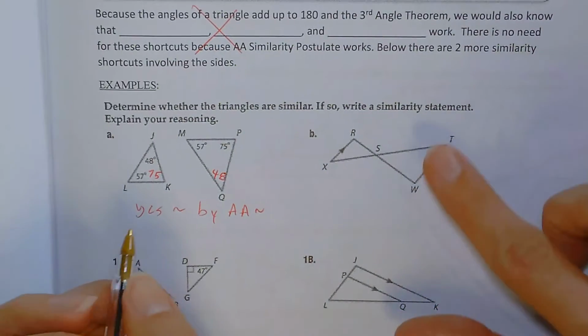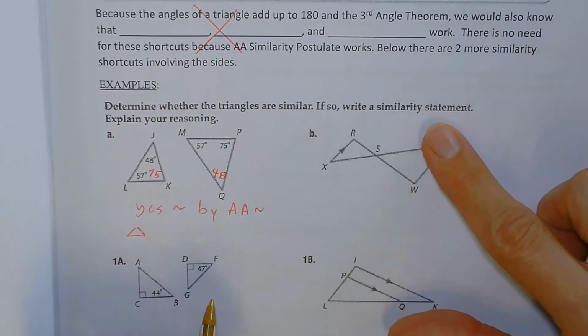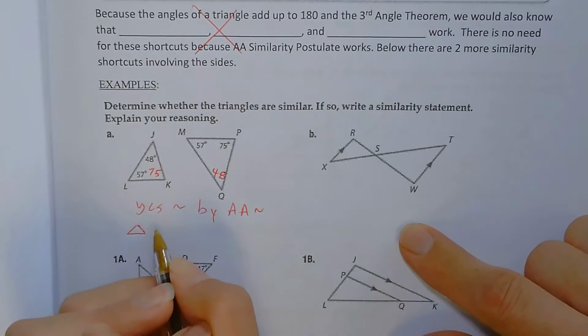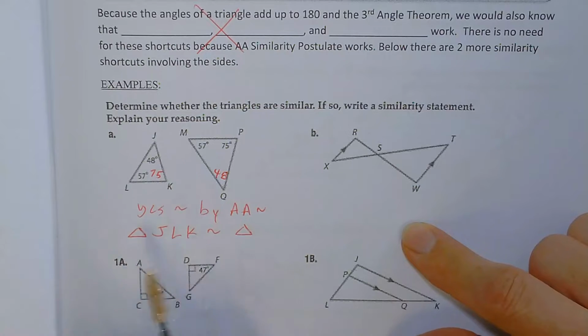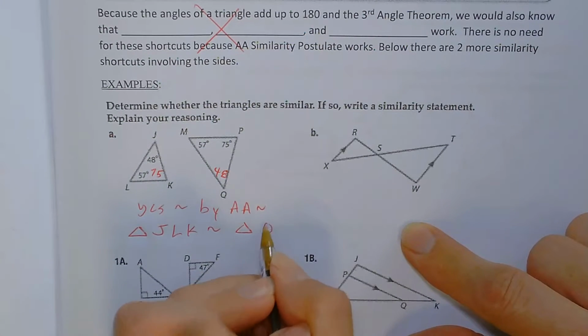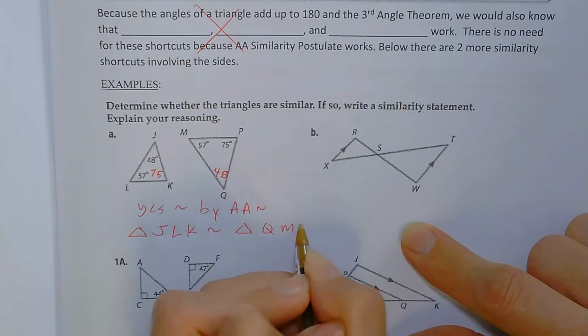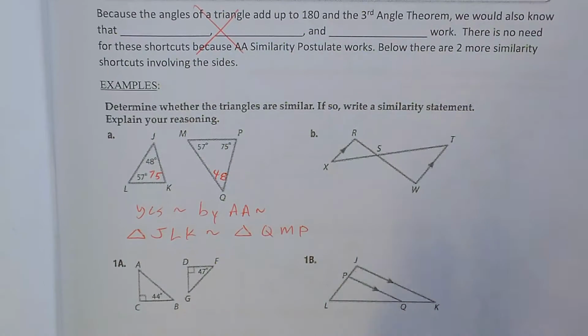Now, I'm going to make one similarity statement, and then we won't do them on the rest because they're pretty time-consuming. But just like we did in the last section, if they ask you for a similarity statement, you just match up the pieces. So if I go JLK, then I'm going to go triangle QMP, and that's called a similarity statement.